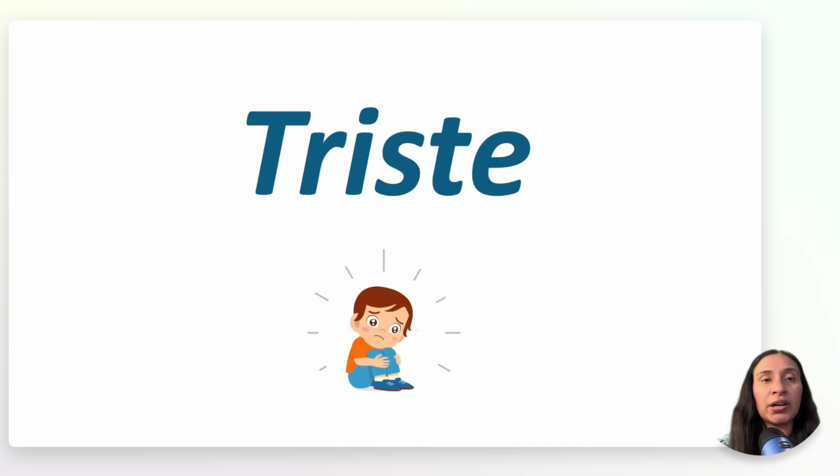The next picture and the next word is triste. Can you guess what this is? Yeah, sad. So let's pause the video again for a minute and then we come back and check the answers. The answer is T, R, I, S, T, E. T, R, I, S, T, E.